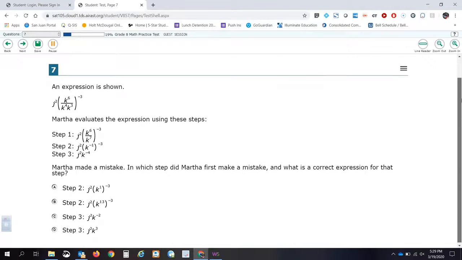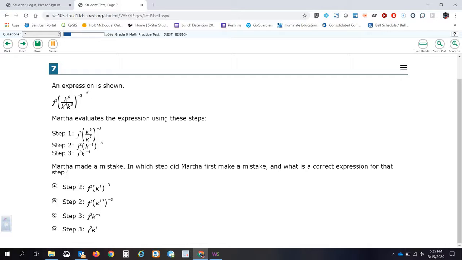Ooh, scary. All right, an expression is shown. j squared times inside parentheses k to the 6th divided by k to the 4th times k to the 3rd, all raised to the negative 3 power. And it says Martha evaluates the expressions using these steps. It shows the steps. Martha made a mistake. In which step did Martha make a mistake? And what is a correct expression for that step?